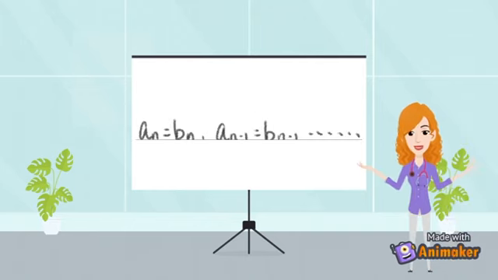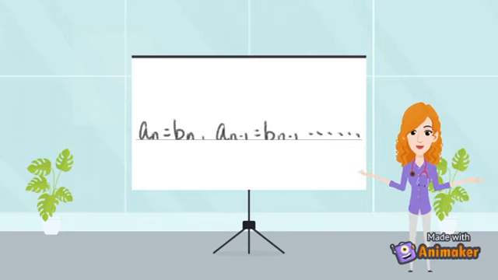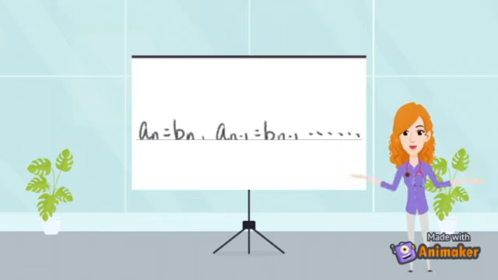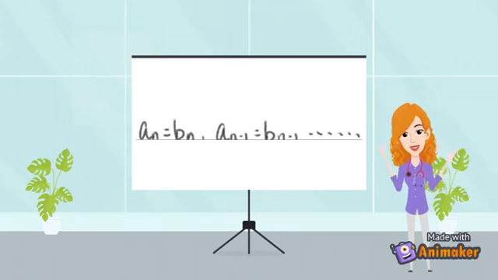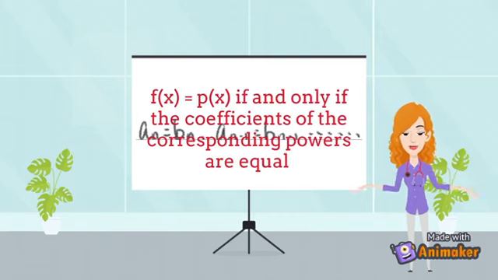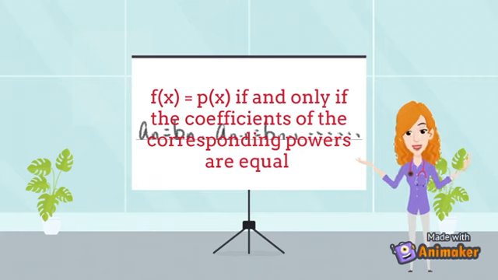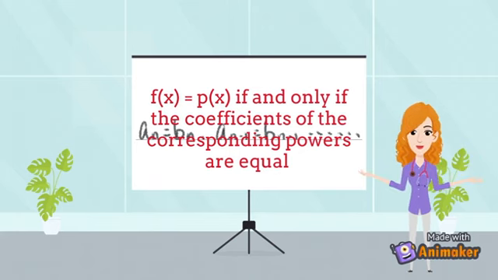By applying the same method to the remaining terms, we can prove that a_(n-1) is equivalent to b_(n-1), a_n is equivalent to b_n, etc. Since there is only one possible value for each corresponding term, f(x) is equal to p(x) if and only if the coefficients of the corresponding powers are equal.